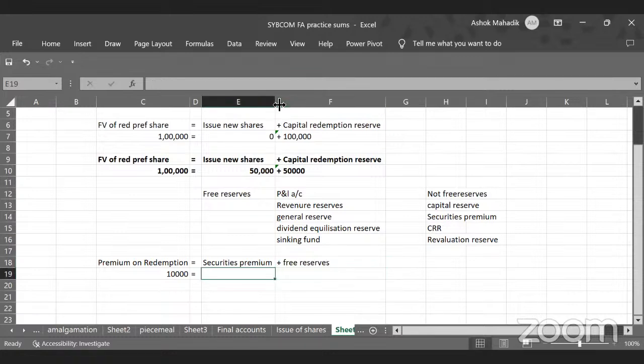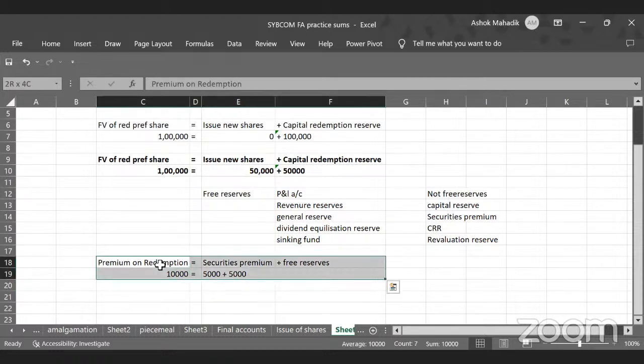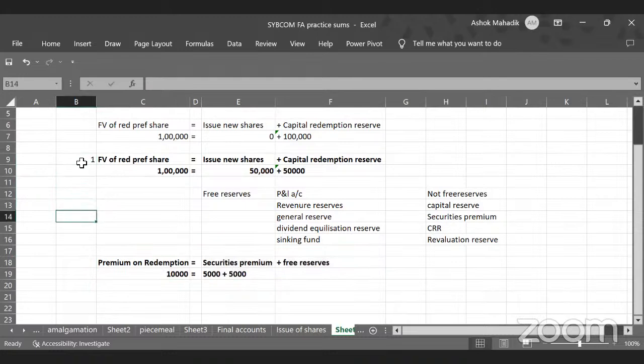You know what free reserves are. Now suppose you have securities premium worth rupees 5,000. Then you can use some free reserves worth 5,000 so that the entire amount of premium on redemption is written off. So whenever the shares are redeemed at a premium, you have to make these two equations. If shares are redeemed at par, only the first equation you have to make. And if you are redeeming the shares at a premium, you have to make both these equations. That's it.